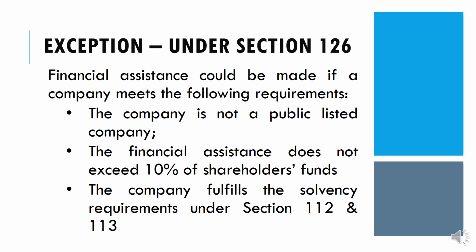We have an exception under section 126 of the Companies Act. Financial assistance could be made if a company meets the following requirements. Okay. When can a company do financial assistance? It says here that it could be made if the company is not a public listed company. So a public listed company cannot do financial assistance. The financial assistance does not exceed 10% of the shareholders' fund, right? The company fulfilled the solvency requirement under section 112 and 113. We discussed this earlier. Okay. So the company must fulfill the solvency requirement.